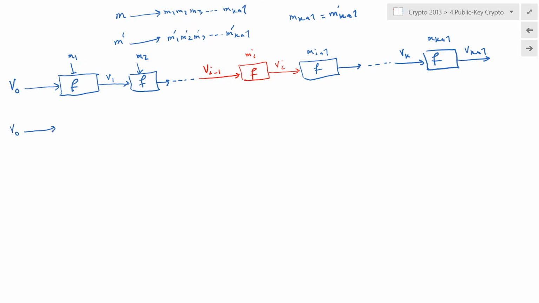And then for the second one, we also start with the same initial value. So we just pass m prime 1. We get v1 prime, which now could be different. F prime 2.